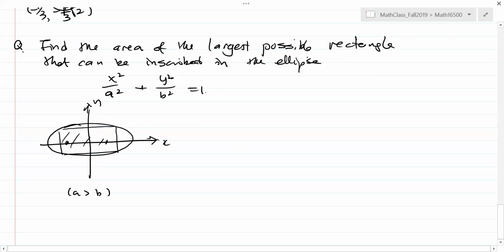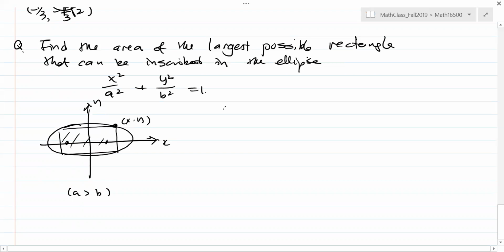That's the idea. So all we have to do is find the coordinates of that point in the first quadrant. Then the problem is simple, because first of all, x and y satisfy the equation for the ellipse.